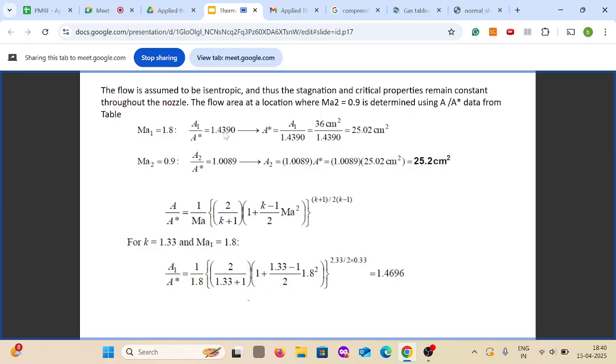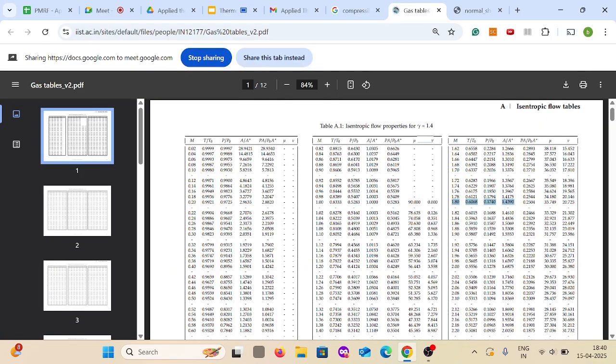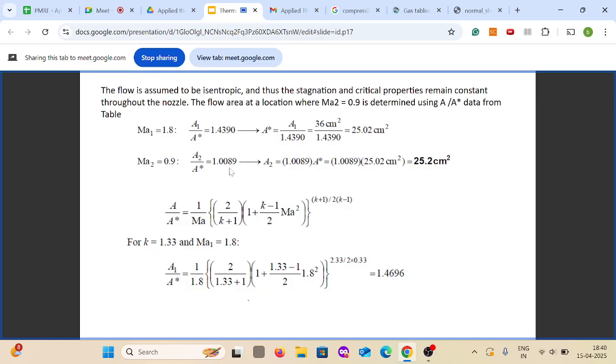Next we need to find the area ratio for Mach number 0.9. For 0.9 the area ratio is 1.0089. So A2 by area of throat is 1.0089. Since we know the area at Mach number of 1.8 is 36 centimeter square, we can find out the throat area. The throat area becomes 36 divided by 1.439, which comes out to be 25.02 centimeter square. This is the throat area.